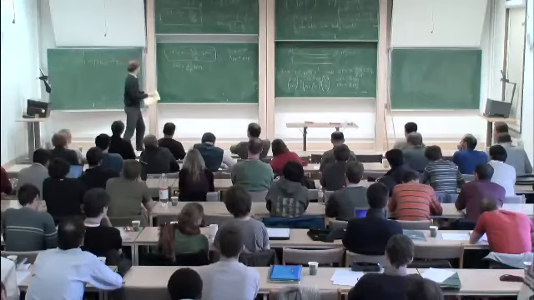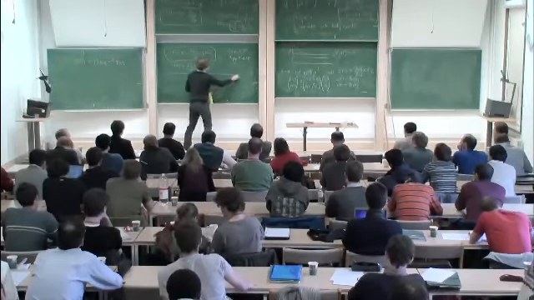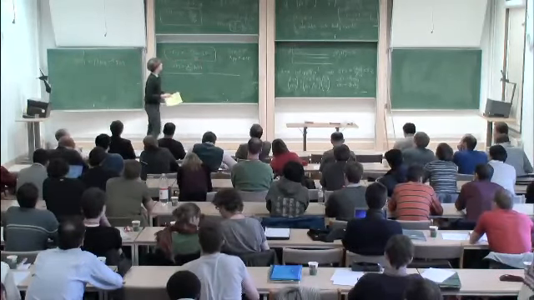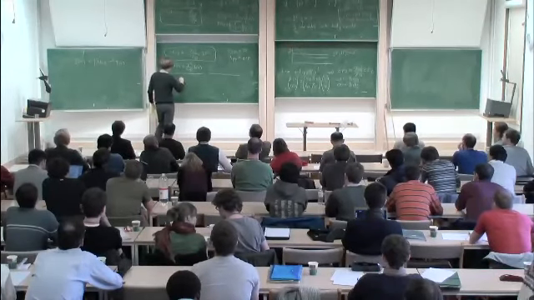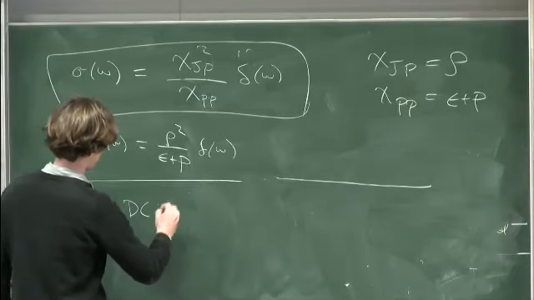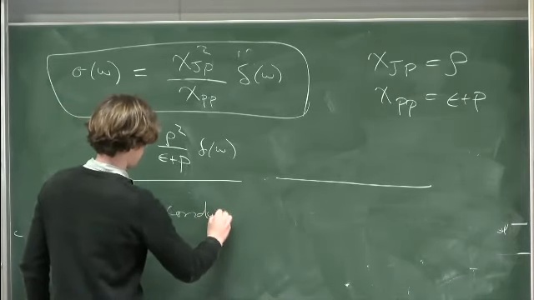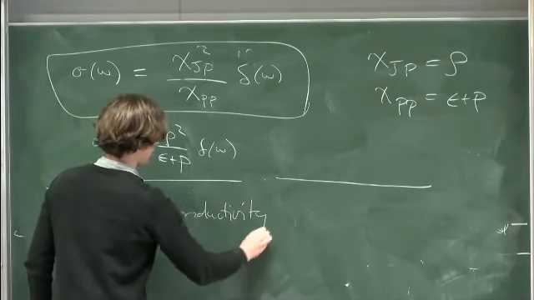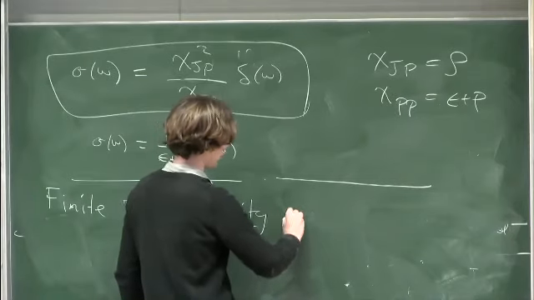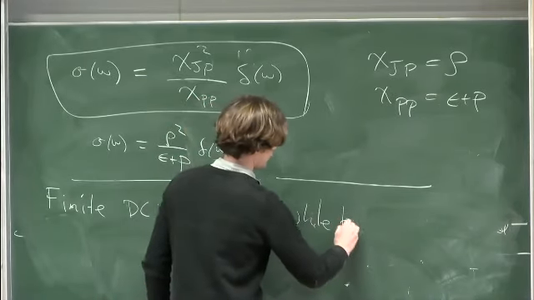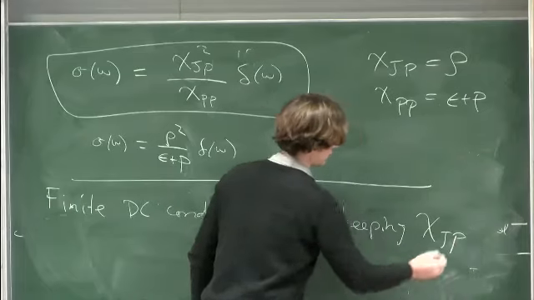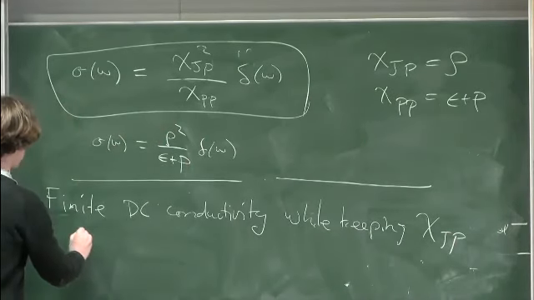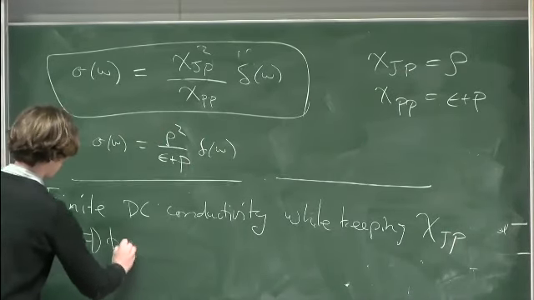Okay, good. So therefore, it follows that if you want a finite DC resistivity or conductivity while keeping a net density, then your only option is you better break translation invariance.